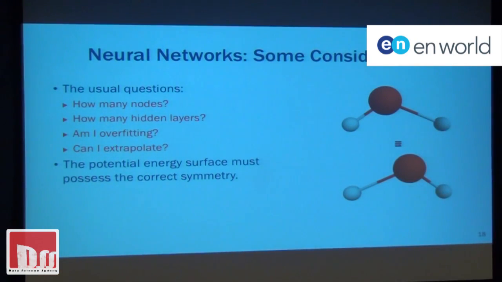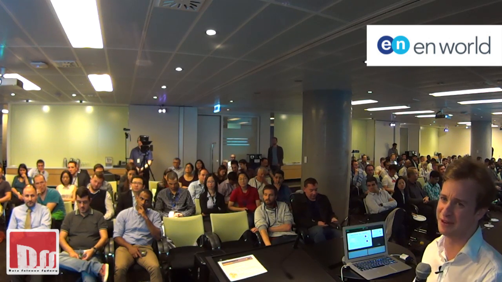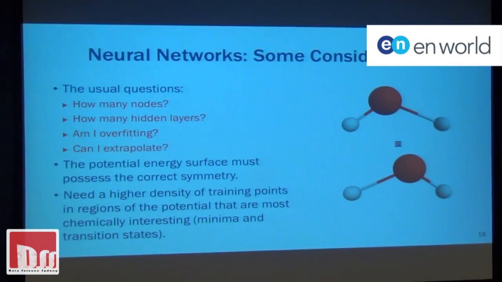Something that you may not usually have to consider, but we do, is that our potential energy surface must possess the correct symmetry. So in the case of water, if we stretch this bond here, that is the same as stretching that bond there. Both of those should have the same potential energy. A number of methods have been proposed to overcome that requirement, and we also need a higher density of training points, so training potential energies in the regions of the surface that we actually care about, the ones that are chemically interesting. So we're usually interested in the minima, where we might have a new bond formed, and also the transition state, a saddle point on the potential energy surface where the molecule might be transforming from one geometry into another. So we need to make sure we have a good density of data points.